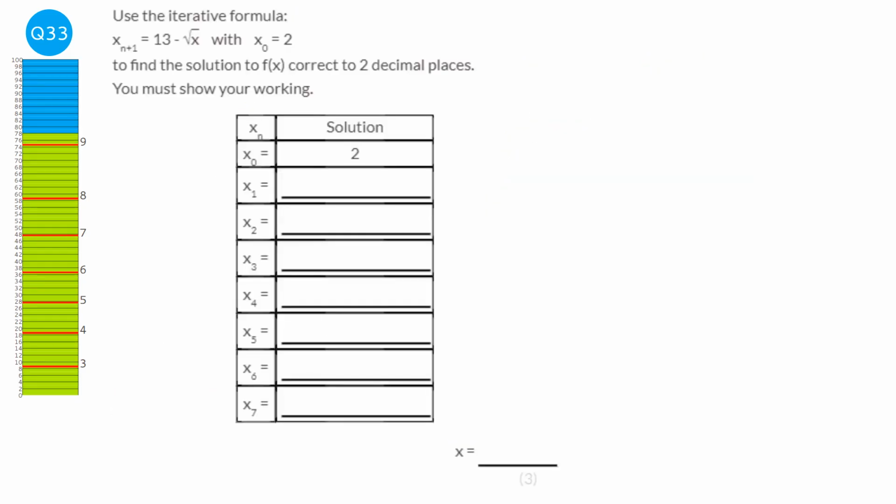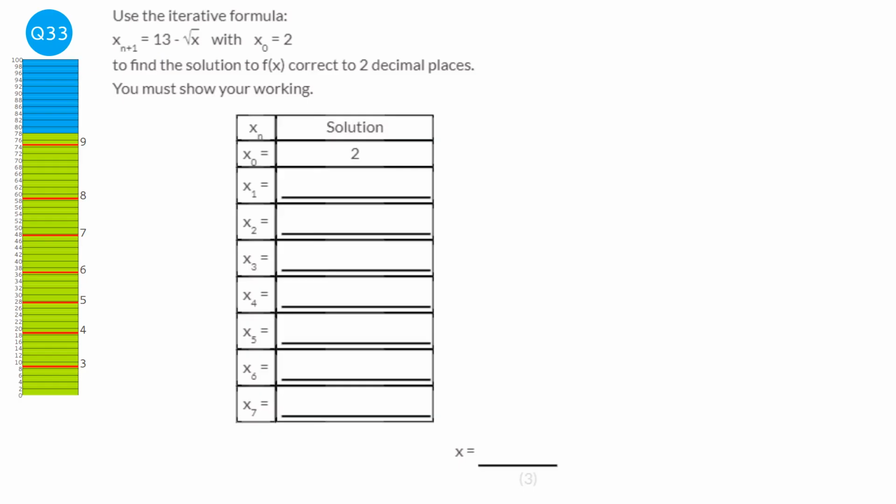Iteration is a process to find a solution, and we're asked to find a solution for this correct to 2 decimal places. Now what we're going to do on a calculator is something a bit weird.